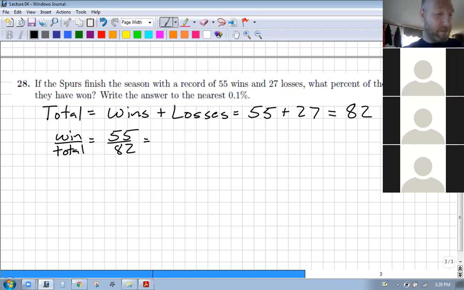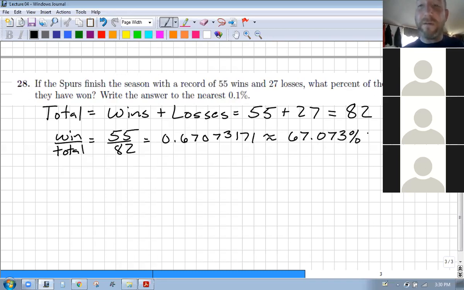which is 0.67073171, right? Which is, let's see, 67.073%, or rounded to the nearest 0.1. This 7 turns that 0 into a 1, so we have 67.1%. All right, not too bad.